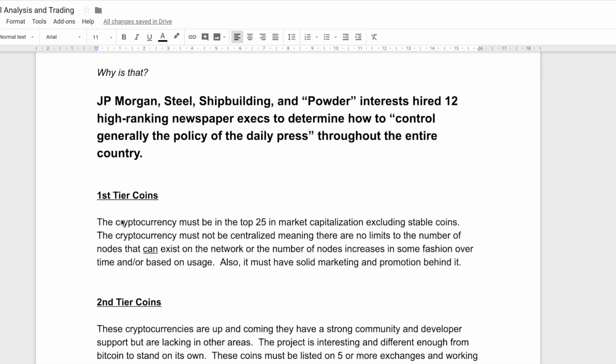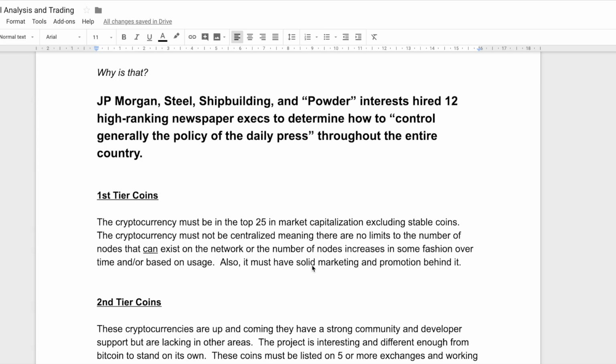Moving right on, back to this fundamental analysis document. For tier 1, the cryptocurrency must be in the top 25 market capitalization, excluding stable coins. So if there are any stable coins in the market cap, take them out, and that will bump other coins down. The cryptocurrency must not be centralized, meaning there is no limit on the number of nodes that can exist on the network, or the number of nodes increases in some fashion over time based on usage.